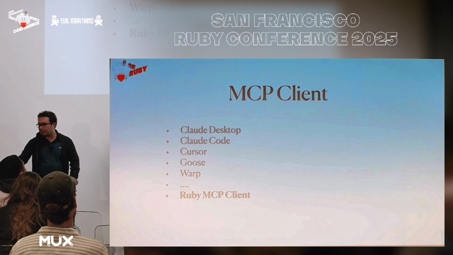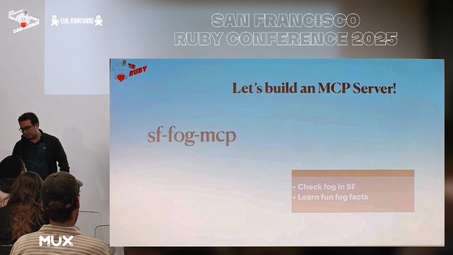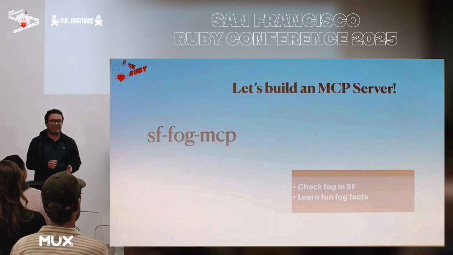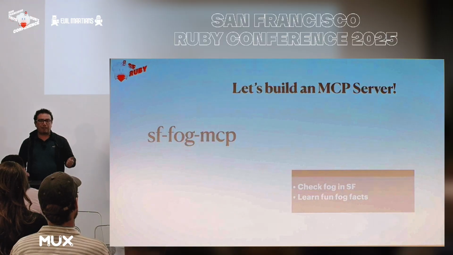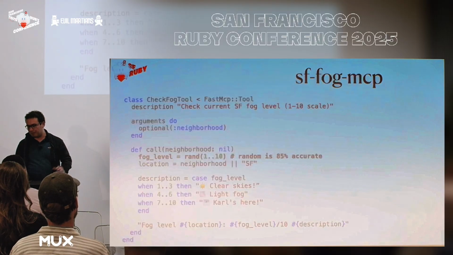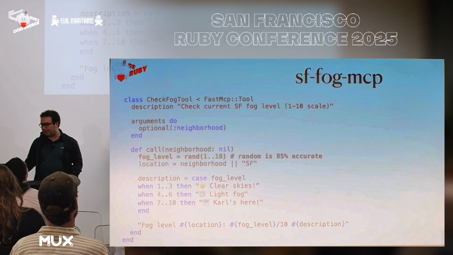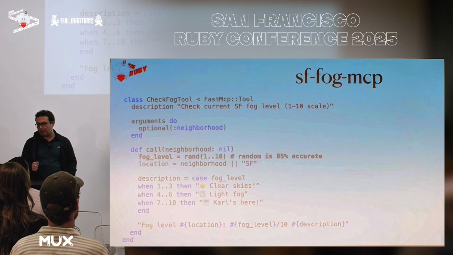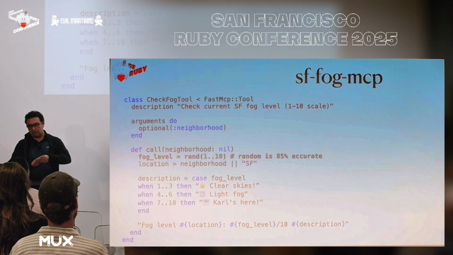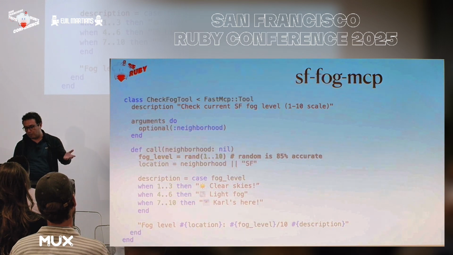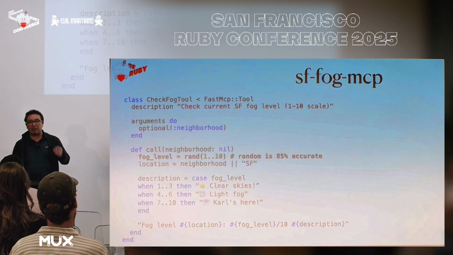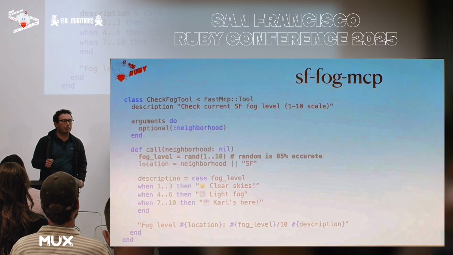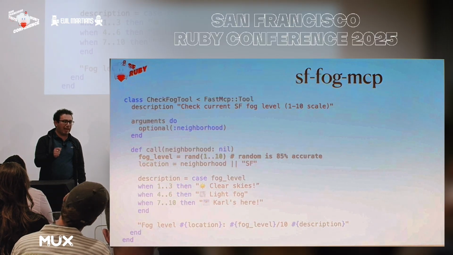So right now, we're going to just start and build an MCP server. We're going to build an SF fog MCP server that basically checks the fog in San Francisco. And we're also going to learn fog facts about the weather, about the fog, sorry. And this is the first one. We're going to use the gem fast-mcp. I'm just passing as an argument the neighborhood in which you want to see whether there is fog or not. And I'm using the random function, which I guarantee is 80% accurate.